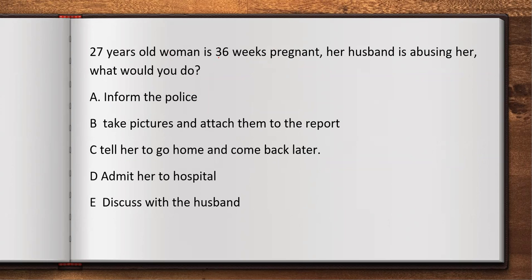Next, a 27-year-old woman who is 36 weeks pregnant comes to you saying that her husband is abusing her. What are you going to do now? Inform the police, take pictures and attach them to the report, tell her to go home and come back later, admit her to the hospital, or discuss with the husband.